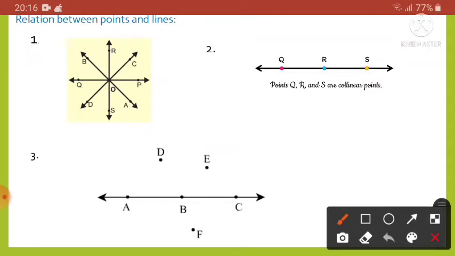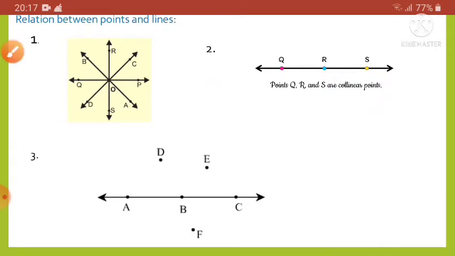Number 2, in this figure, if 3 or more points lie in a straight line, here we can see that Q, R, S are the points lying on the same straight line, so all these points are known as the collinear points. So here Q, R, S are the collinear points since they lie on a straight line.